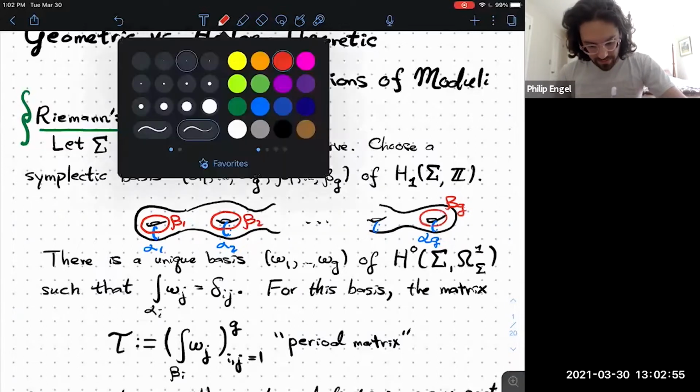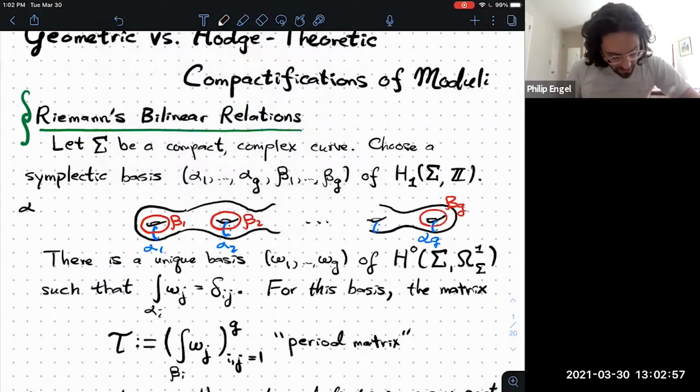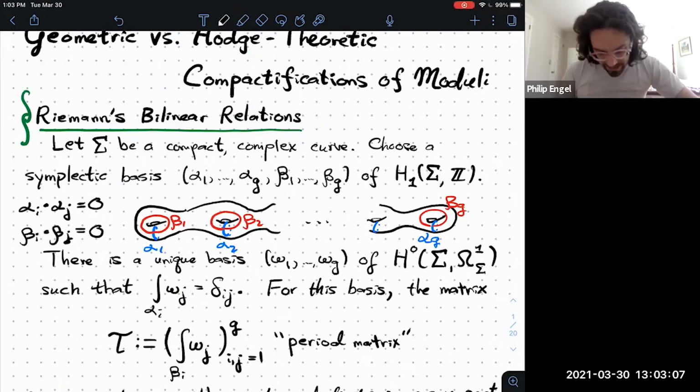So we have the intersection product of alpha I and alpha J is 0. The intersection of beta I and beta J is 0. And the only time an alpha I intersects a beta J is when I equals J.